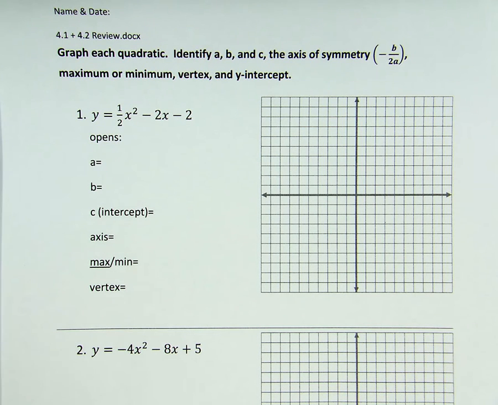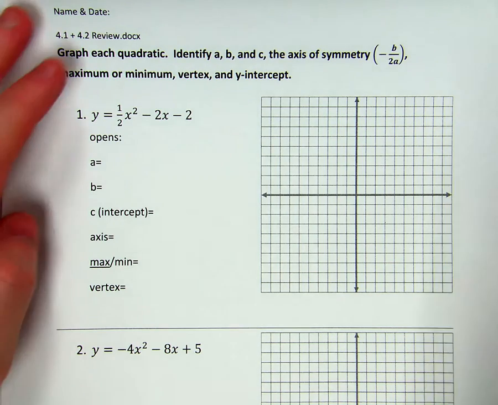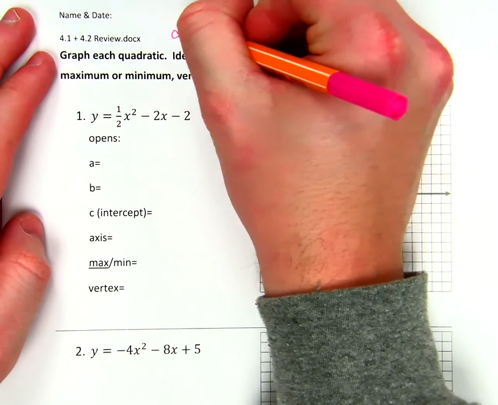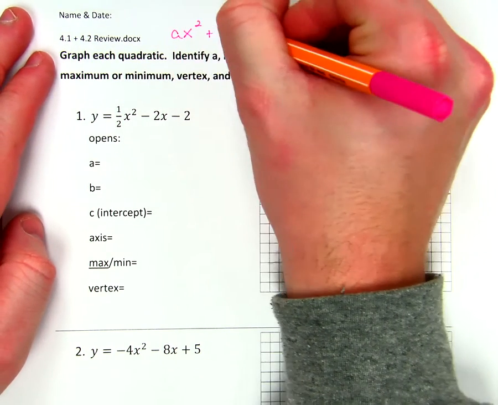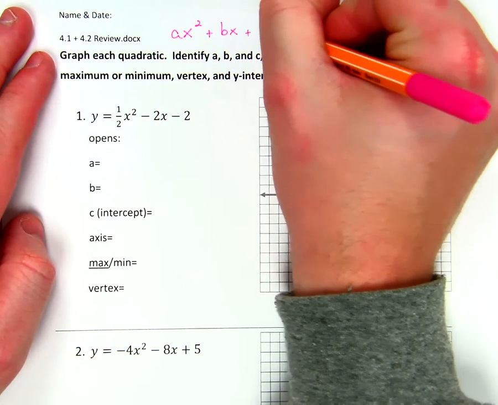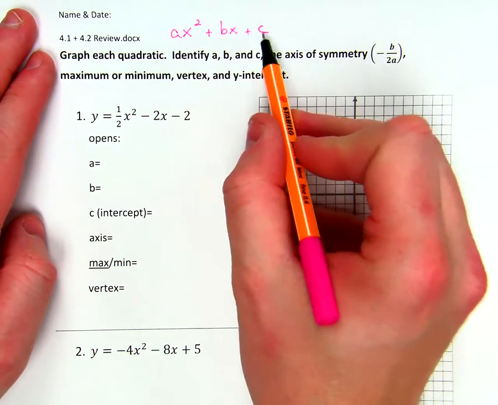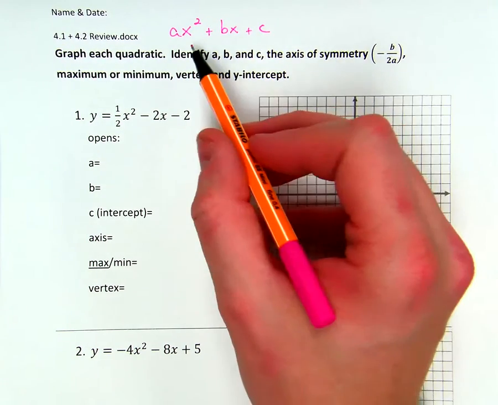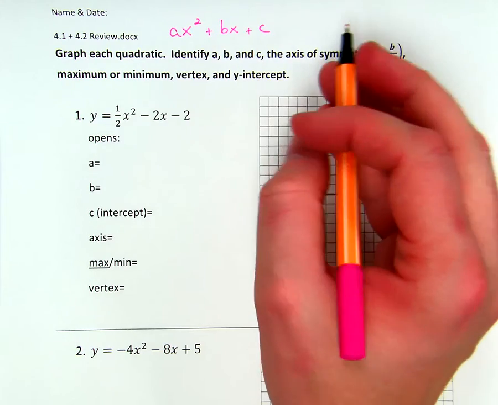I'm going to work through this review, which is about how to graph quadratics that are written in their various forms. The first 4 questions on the review ask you to graph quadratic functions that are written in standard form. Remember that standard form is ax squared plus bx plus c. The a, b, and c are all numbers. The x's will stay x's.